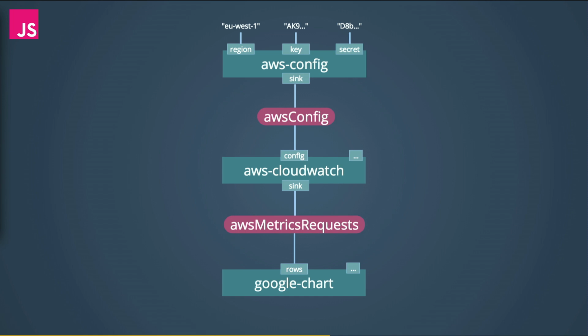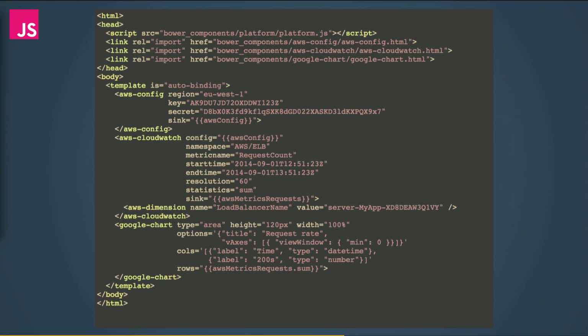Great. What does that look like in code? Well, it's very similar, in fact. We load in platform.js at the top, which is the polyfills. We import our 3 elements. And then we use them within this sort of auto-binding context that gives us the data binding thing. And that's it. This is the 3 elements. So that works for a single chart.